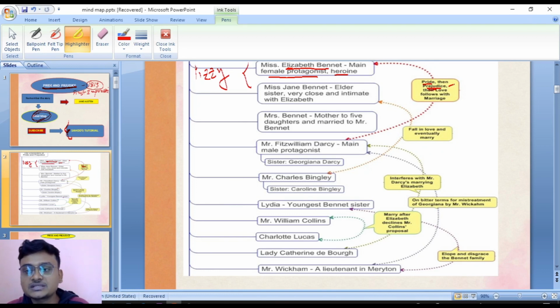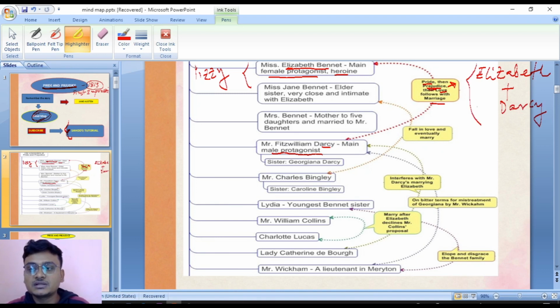Now, what is prejudice? That is preconception or presumption. That is when someone makes a kind of folly by judging people by the first impression. That is prejudice. So she has pride as well as prejudice, and after that she was drawn towards Darcy, then love, and at the end she married, followed by marriage. And whom? That is Mr. Darcy, the male protagonist. So we have two characters, Elizabeth and Darcy. Elizabeth is the female heroine, and Darcy is the male hero, the main protagonists of the novel.